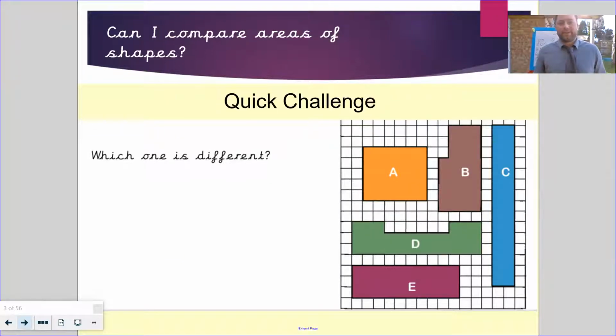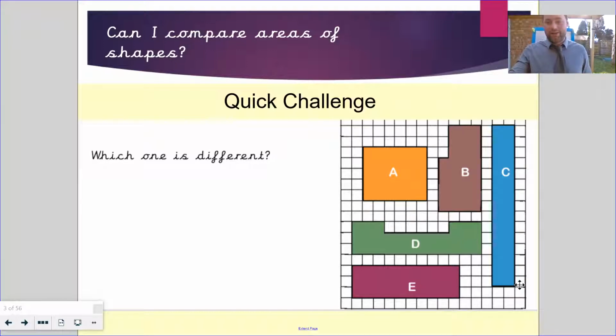Okay, well done for having a look at that. Let's work out which one is different then. So they all look very different in terms of the shapes of them, don't they? They're all very different looking shapes. Now, we are going to work out the area of each of these shapes. We got 1, 2, 3, 4, 5 squares there. 1, 2, 3, 4, 5, 6. So this has an area of 30. Okay, E is 1, 2, 3, and then we've got 1, 2, 3, 4, 5, 6, 7, 8, 9, 10. That also has an area of 30.